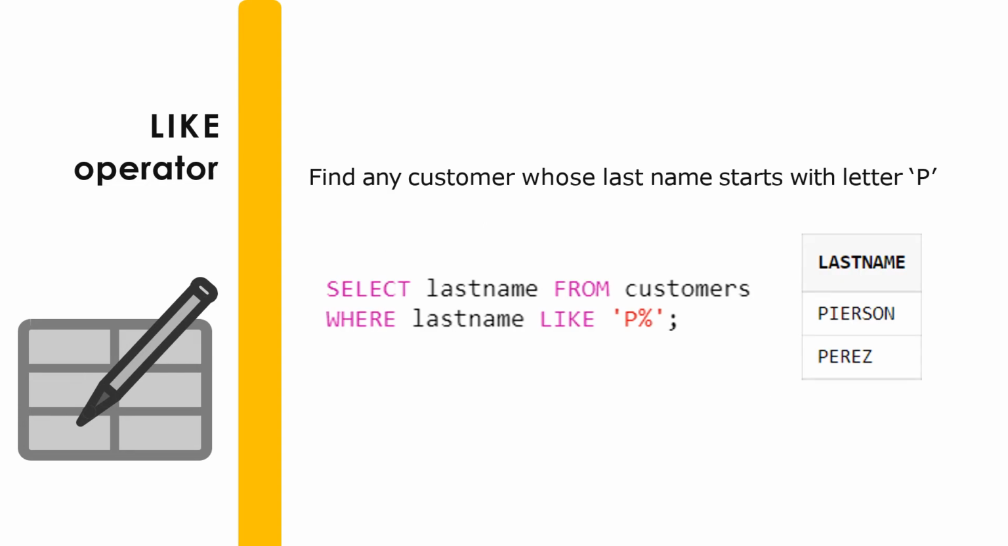If, for example, we would like to find any customer whose last name starts with the letter P, we can say select last name from customers where last name is LIKE 'P' and then our wildcard. This means that we will get all the last names that start with the letter P, and it doesn't matter what comes after the letter P.